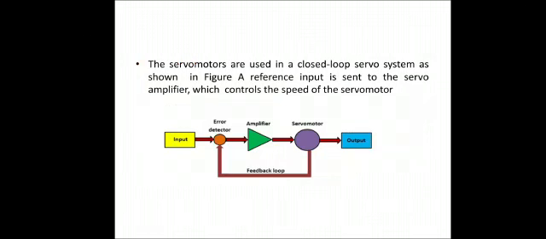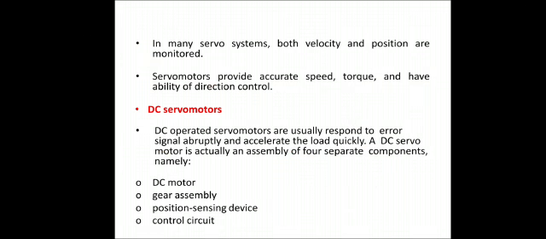A feedback device, which is either an encoder or resolver, is mounted on the machine. This device changes mechanical motion into an electrical signal and is used as feedback. This feedback is sent to the error detector which compares the actual operation with that of the reference point. If there is an error, that error is fed to the amplifier which will be used to make necessary corrections in control actions. In many servo systems, both velocity and position are monitored. Servo motors provide accurate speed, torque and have the ability of direction control.